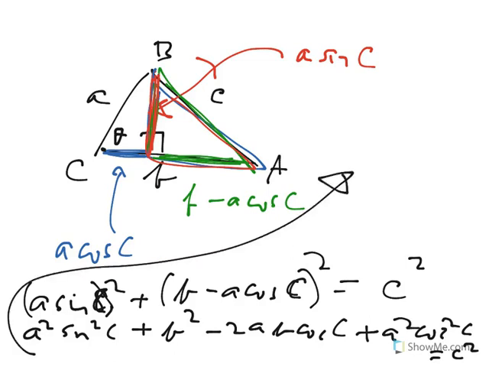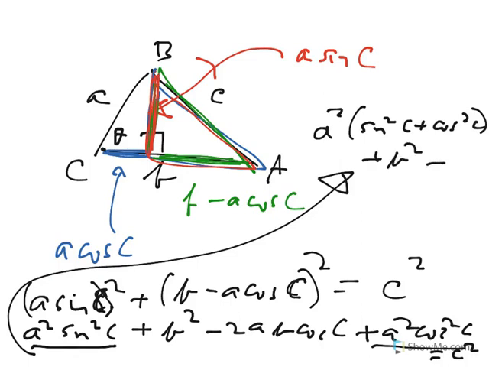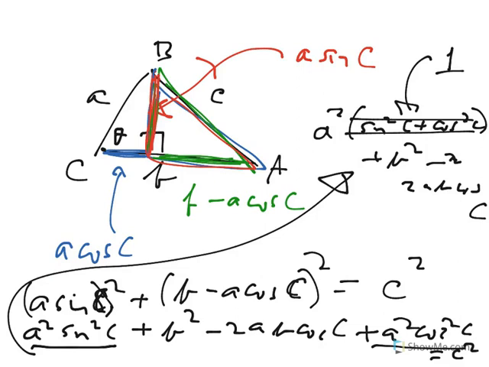Ran out of room, I'll have to go up here. Now this a squared sine squared C and a squared cosine squared C, we can factor out the a squared from those two terms. I still have the b squared, and I still have the minus 2ab cosine C. But see, this here, sine squared C plus cosine squared C, that equals 1. So it kind of goes away. And what I'm left with is the famous law of cosines.